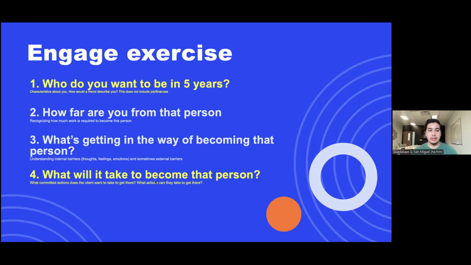So the cool thing is you can really shrink this into as fast as about 5 minutes, just talking to them and saying, who do you want to be? How far are you from being that person? What's getting in the way of becoming that person? What will it take to be that person? Or even stretch it out to a whole session. Often, I will give my clients the first question, who do you want to be in 5 years, as homework. Then we do questions 2, 3, and 4, and review question one the next session. So it could take up the entire session.